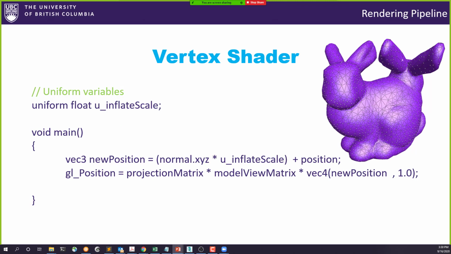This is another example, for inflating the bunny. In this case, you could send a uniform variable, which here is inflate scale. It's basically the amount of scale that we want. So you could create a new vec3 object called new position, in which we take the normal and multiply it by a scalar, which is this uniform variable that I send to the vertex shader. And the normal is a vector, right? We already talked about that.